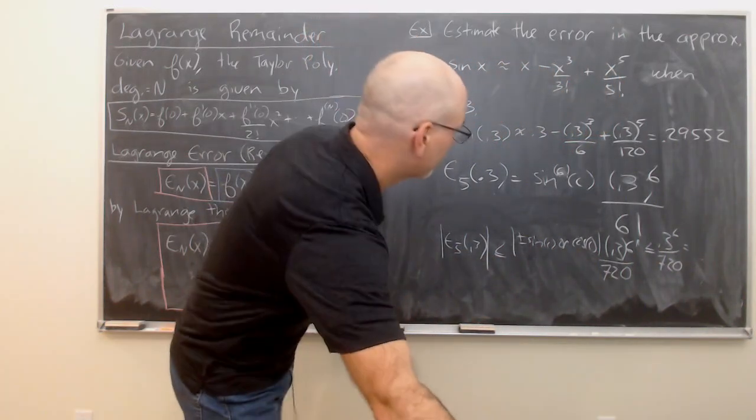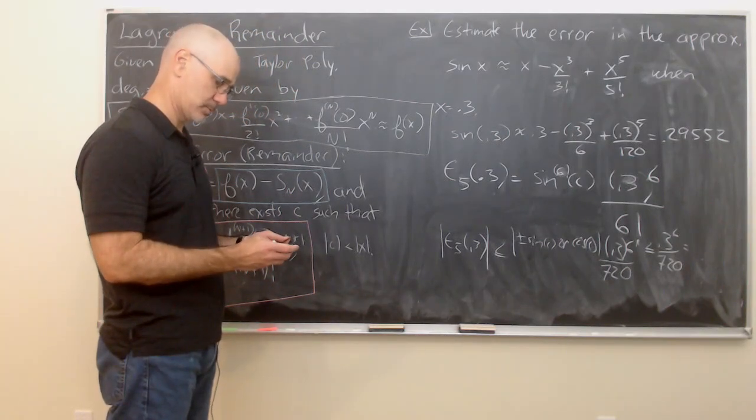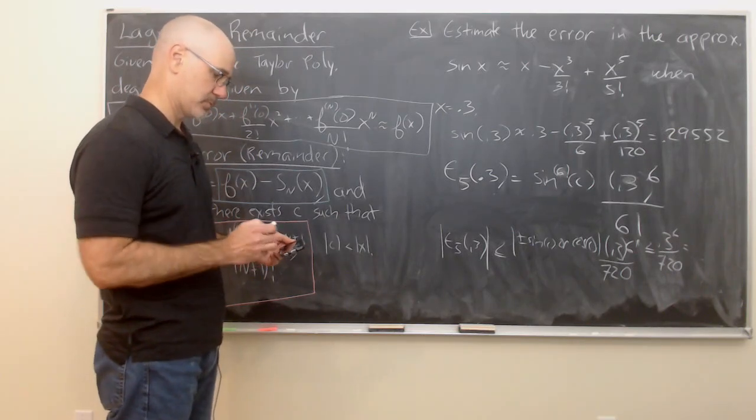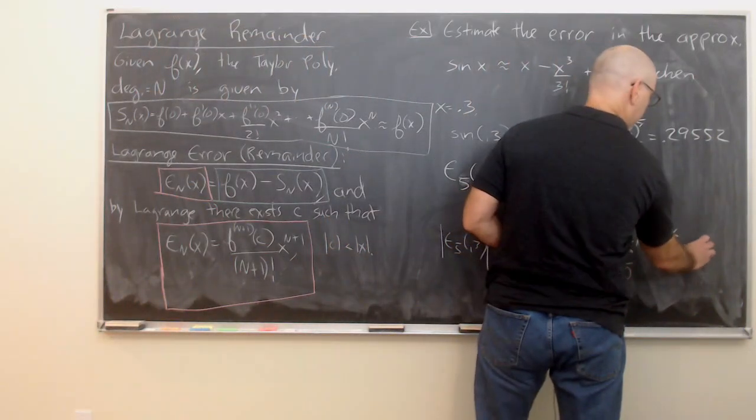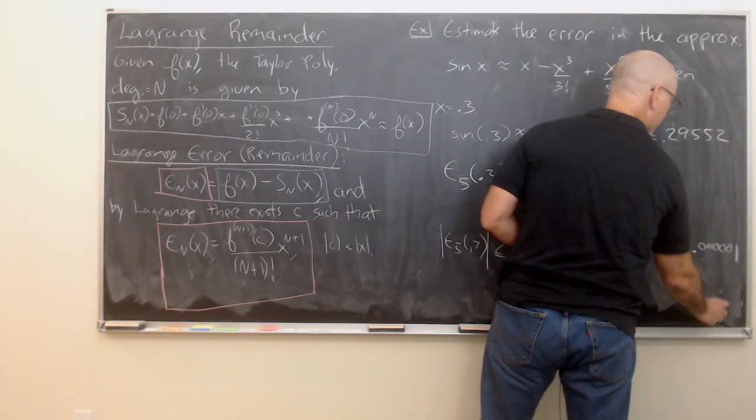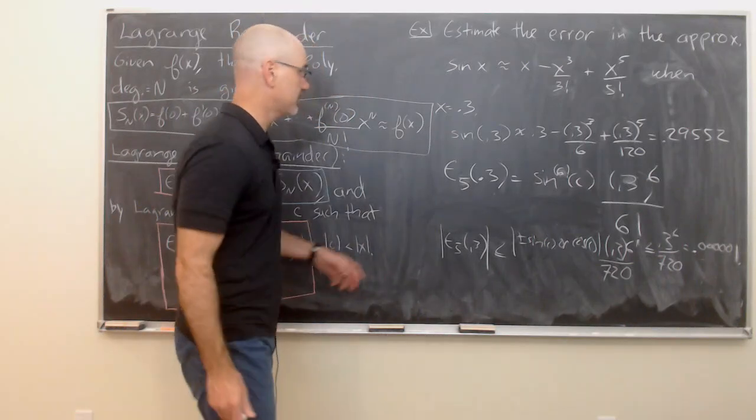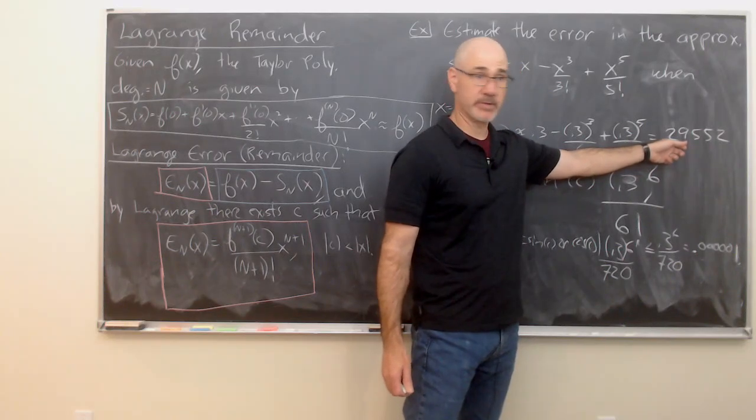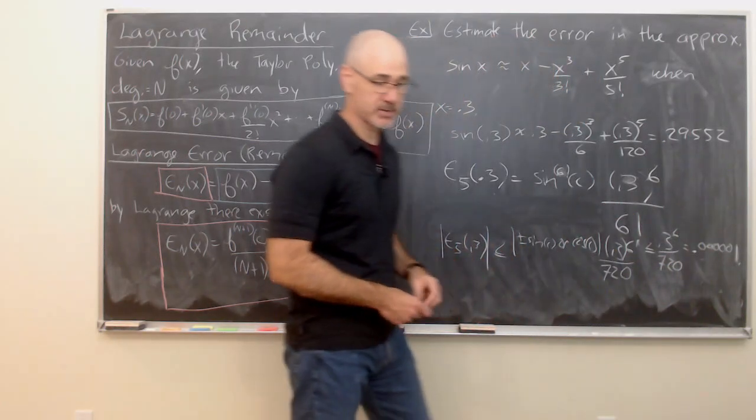And that error, let's see, so 0.3 raised to the sixth divided by 720 is 0.00000, so we get 5 zeros and then a 1. So this is telling us that the error involved in the approximation using the fifth degree Taylor polynomial at 0.3 is less than 0.000001. It's a really good approximation.